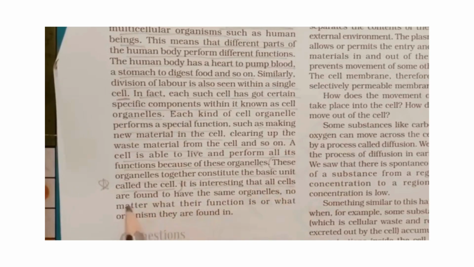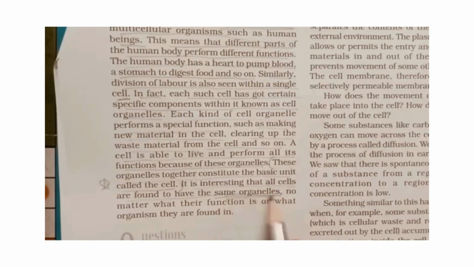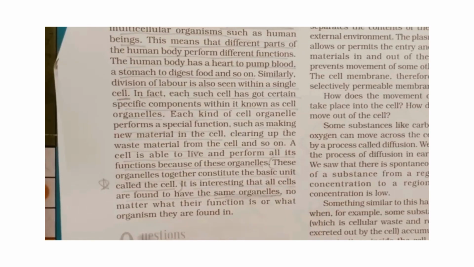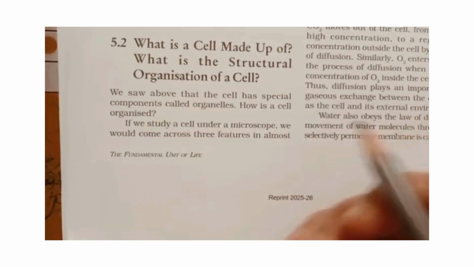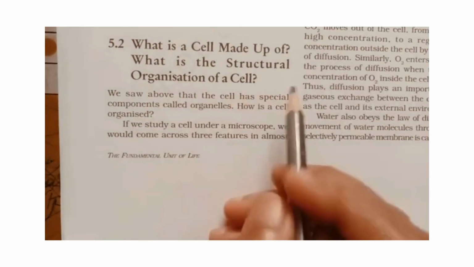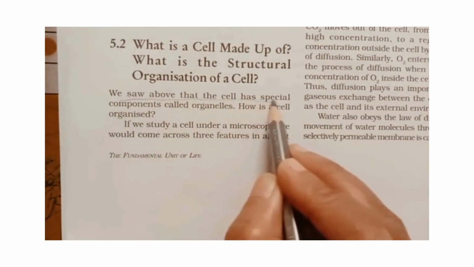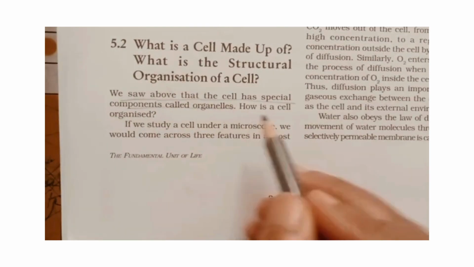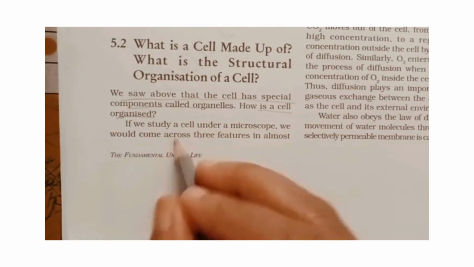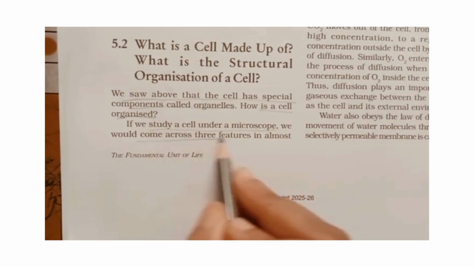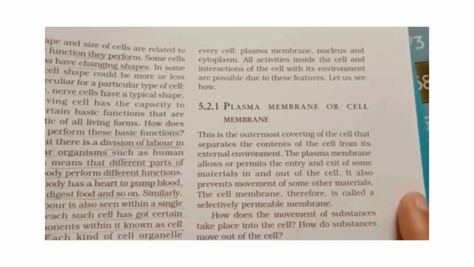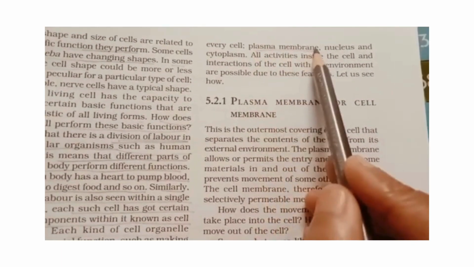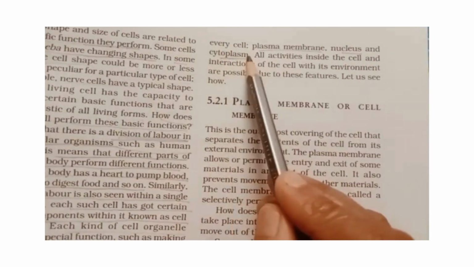It is interesting that all cells are found to have the same organelles, no matter what their function is or what organisms they are found in. So let us see what a cell is made up of. What is the structural organization of a cell? We saw above that the cell has special components which are called organelles. How is a cell organized? If we study a cell under a microscope, we would come across three features in almost every cell. That is, each and every cell will have three prominent features. And what are they? First, a cell will always have a cell membrane, a nucleus and a cytoplasm.